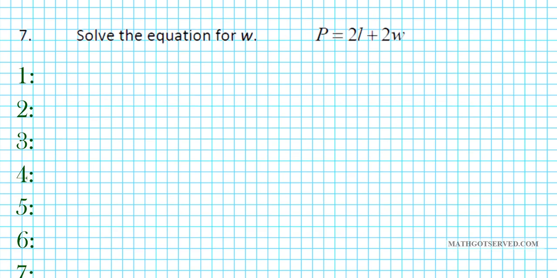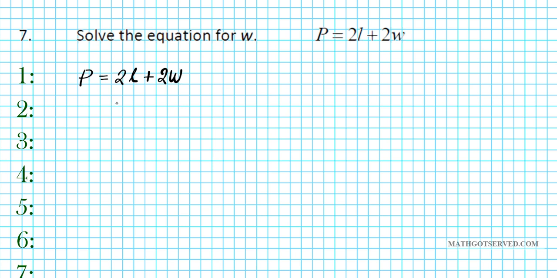Alright, let's take a look at problem number 7, where we solve the equation P equals 2L plus 2W for W. This is the formula for finding the perimeter of a rectangle. We're just going to use algebraic steps to get W isolated. First, we move 2L to the left side of our equation, switch the equation around, divide by 2, and that will result in the isolation of W.